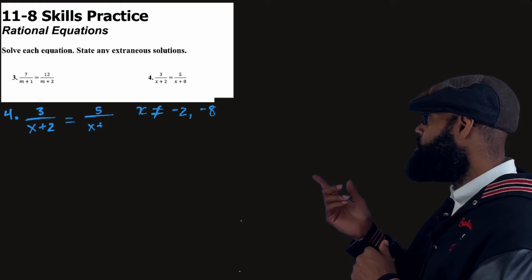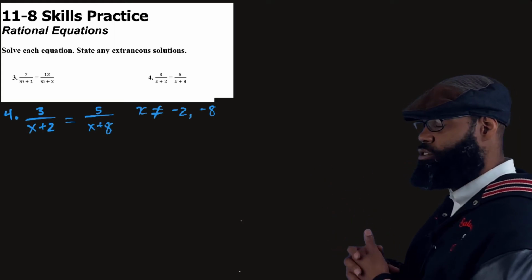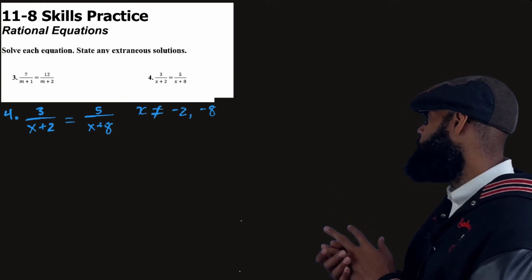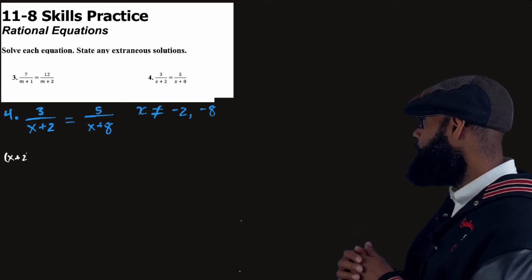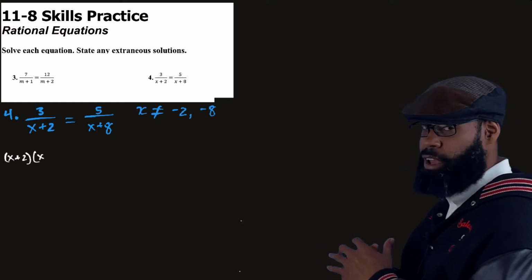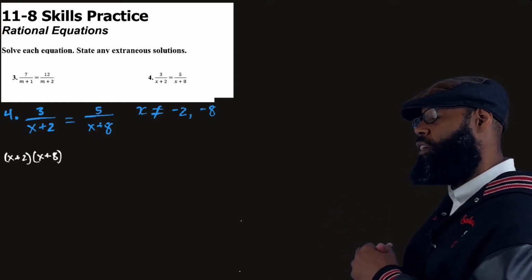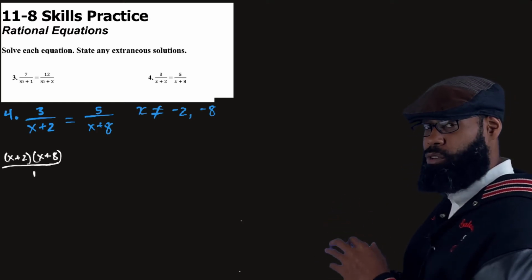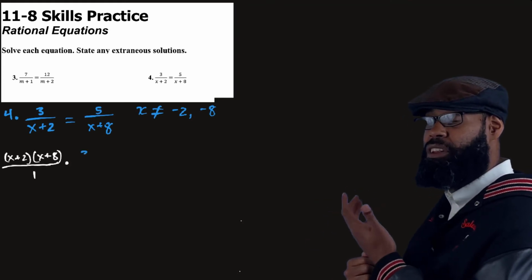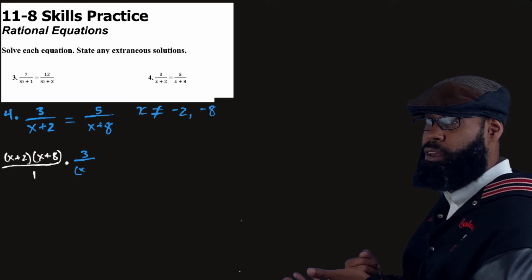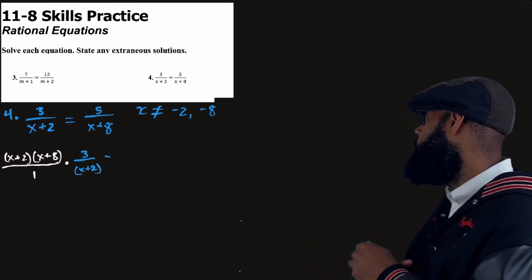And again, I'm doing a better job of writing my extraneous values. x cannot equal -2 and x cannot equal -8. But now I'm ready to go. Meaning, one denominator, x plus 2, multiplied by the other denominator, x plus 8, is what I do to one side. And the reason why is I know it will cancel out the denominator, leaving me with no fraction, right? That's the goal.